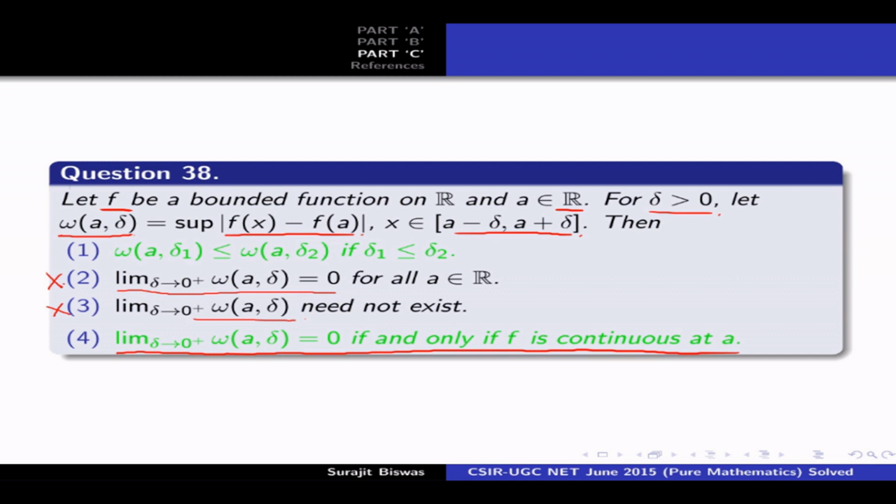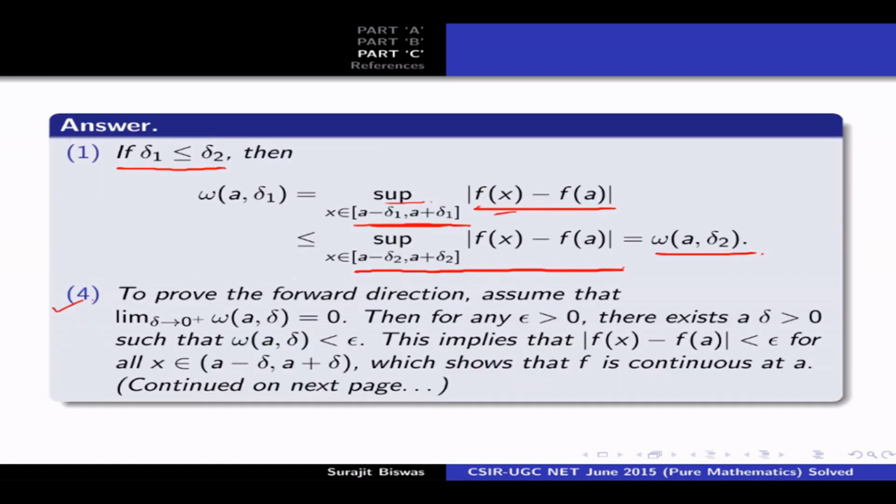Okay, so now first we will prove that option 4 is correct. To prove the forward direction, assume first that the limit as delta tends to 0 plus of omega(a, delta) equals 0. Then for any epsilon greater than 0, there exists a delta greater than 0 such that omega(a, delta) is less than epsilon, and this implies that |f(x) minus f(a)| is less than epsilon for all x belongs to the open interval (a minus delta, a plus delta), which shows that f is continuous at a by the epsilon delta definition.